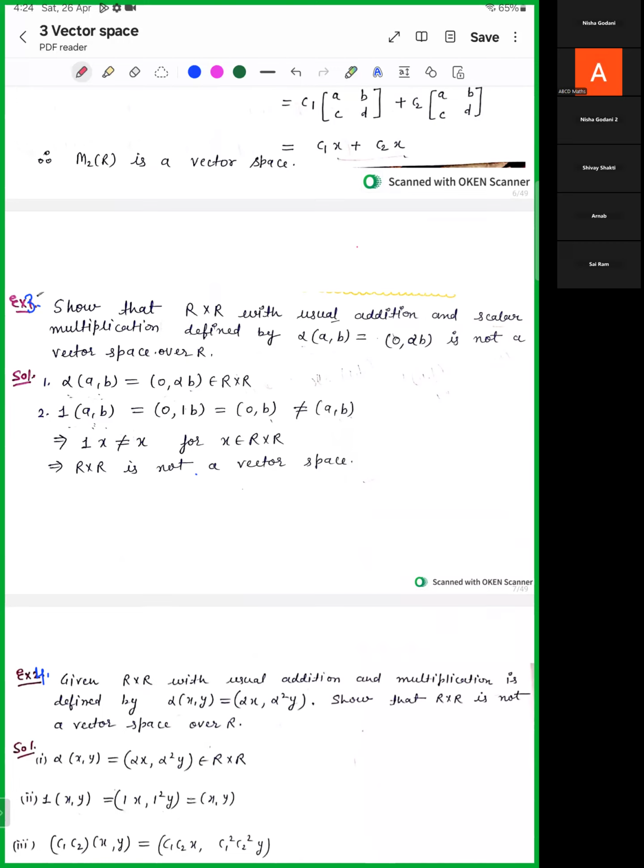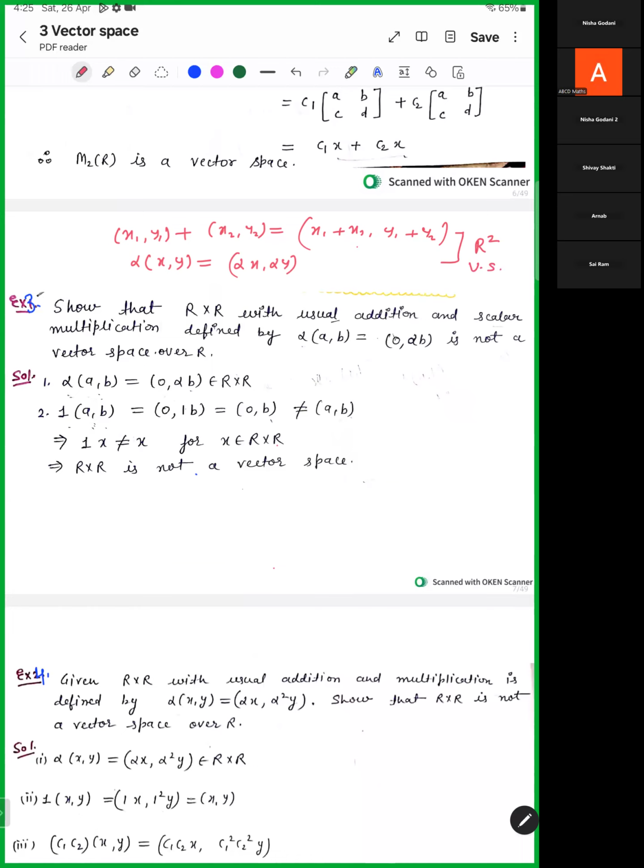See, in the next question, you have to show that R square with usual addition and scalar multiplication. In example one, I discussed with you about R square, but there the usual addition was x1, y1 plus x2, y2, which is nothing but x1 plus x2, y1 plus y2. This is called usual addition, and there scalar multiplication was alpha times x, y is alpha x, alpha y, and we know that with these two operations R square is a vector space.